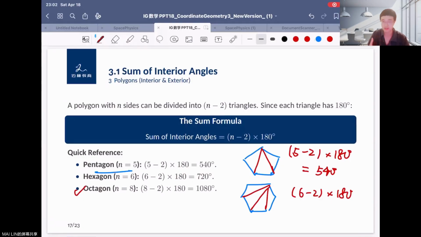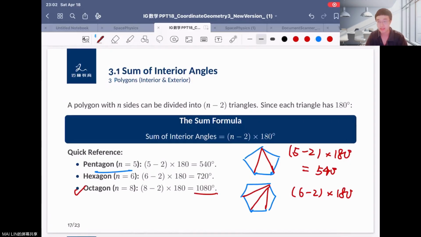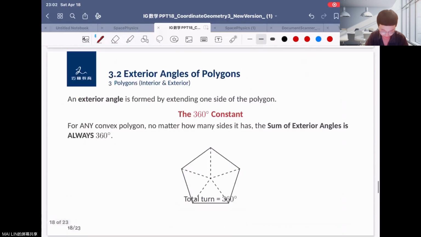So what about the octagon? Here we have eight sides, so it can be divided into six triangles, that is 8 minus 2 times 180 degrees, okay? The total sum of the angles here equals 1080 degrees. That is for the sum of interior angles.